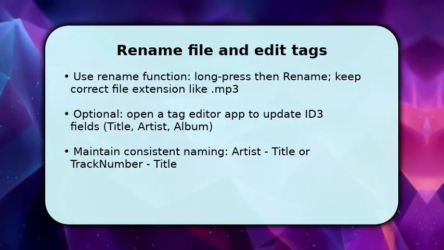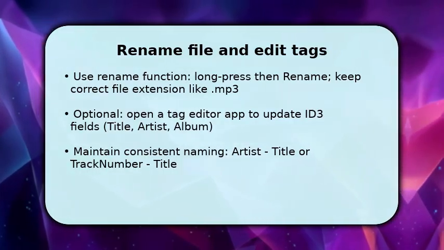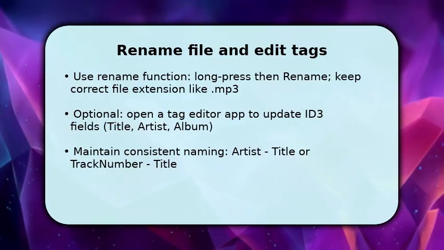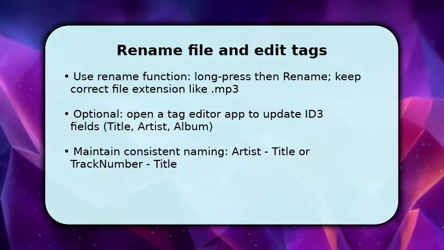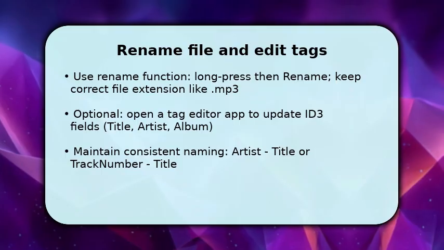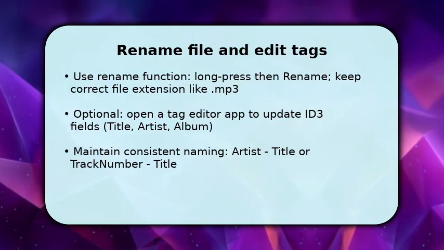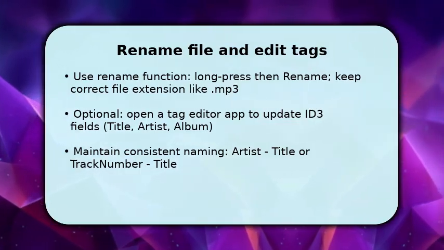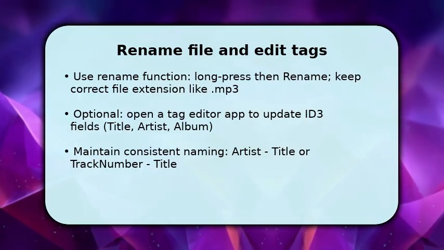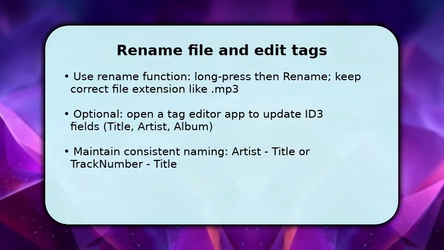Once renamed, open a tag editor app if you want embedded metadata updated. Edit title, artist, album, and track number so players sort correctly. Keep a consistent naming pattern like artist title or 01 title to help scanning and playlists. After editing tags, refresh your music app library or rescan storage so changes appear across.